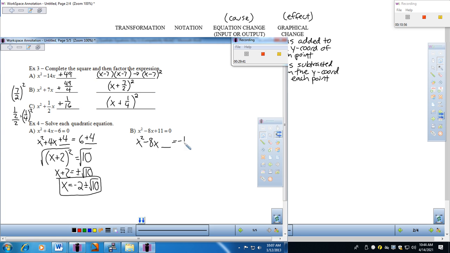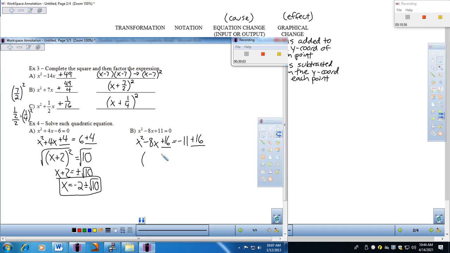The 11 is going over. And I put a blank on the back because I'm going to put something on the left. I'm going to balance it on the right. Hey, everyone, I'm going to add 16, and I'm going to add 16. So negative 8 divided by 2 is negative 4. Negative 4 squared, though, is positive 16.